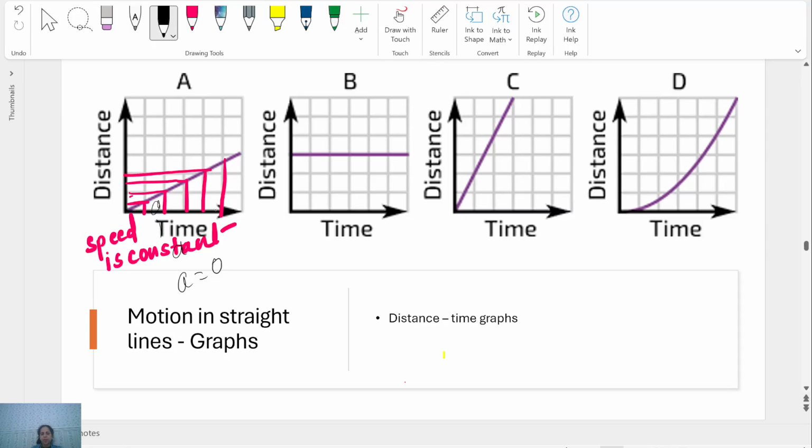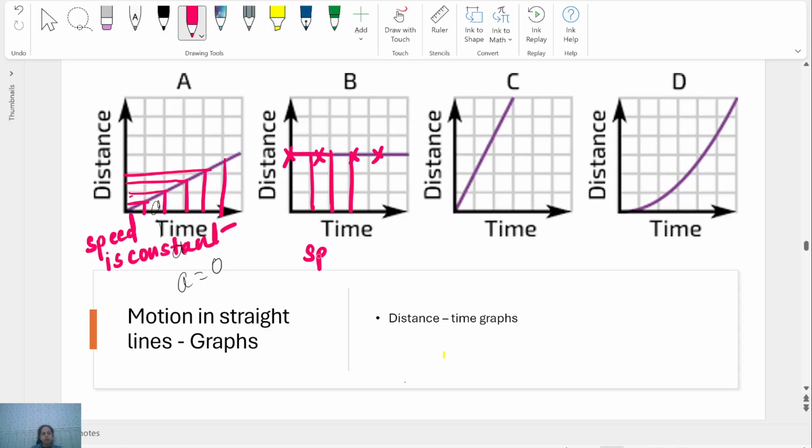Okay, next one. What does this show? As time is increasing, is the position of the particle changing? Is it at the same distance at different times? So what does it show? This shows the speed is 0.